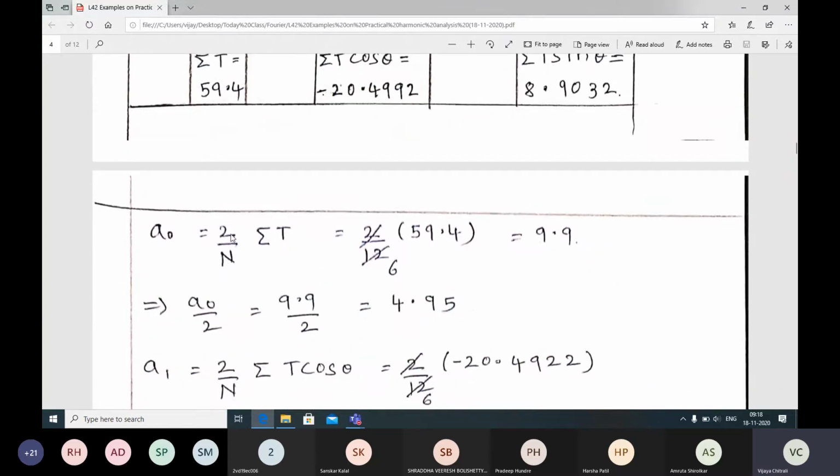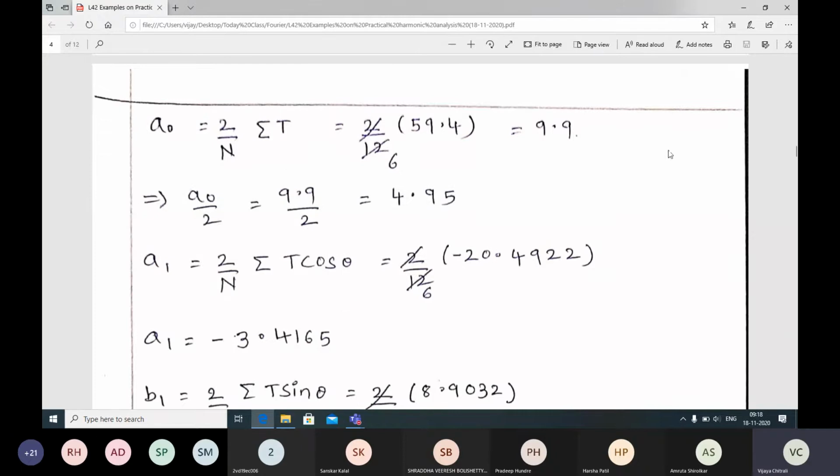Now calculate A naught. A naught is equal to 2 by capital N times the summation of t. Capital N is 12, so 2 by 12, and the summation of t is 59.4. So 59.4 divided by 6 is 9.9. Now A naught is 9.9. We want A naught by 2 because the constant term is A naught by 2. So 9.9 divided by 2 is 4.95. This is A naught by 2.